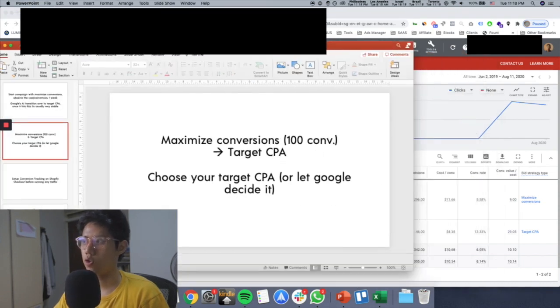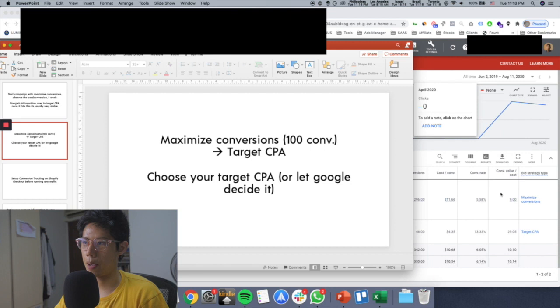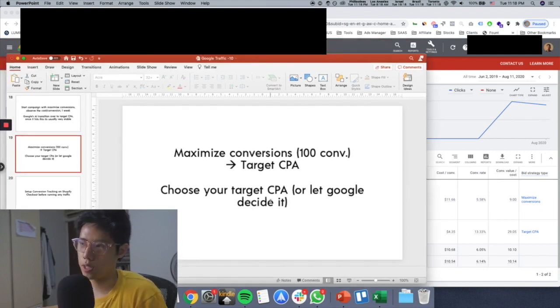Then you transition. You turn off this maximize conversions campaign, and then you change it to target CPA. So I changed it to target CPA, and as you can see, the cost per conversion dropped almost 2 times. And then basically you want to let Google decide, because I actually put the target CPA bid as $5.08, and eventually, because Google got so good, it became $4.35. Okay, so that is something you can definitely use, and it's very good.